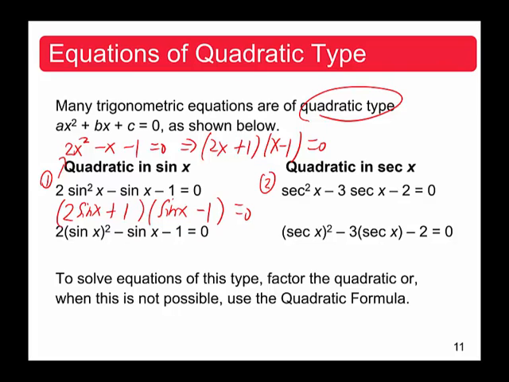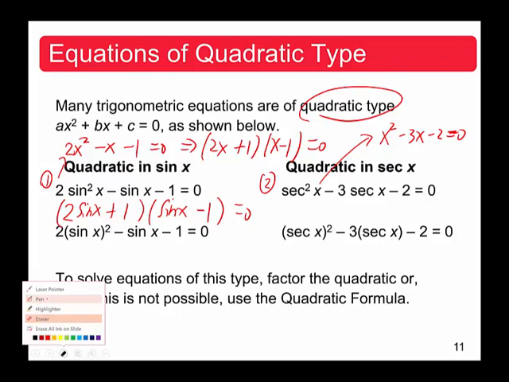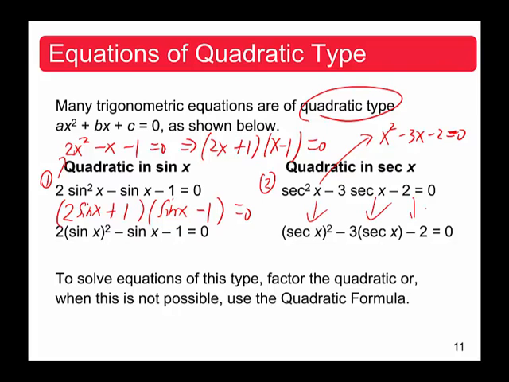Similarly, the second question here is secant squared x minus 3 secant x minus 2. You can also relate it to x squared minus 3x minus 2. If you want to factor this, actually it is not factorable. That means we have to use the quadratic formula. So you can use the quadratic formula to solve for secant x here. If factoring doesn't work for the quadratic equation, then you solve it using the quadratic formula.